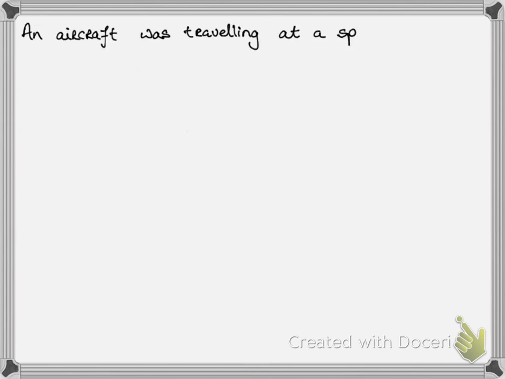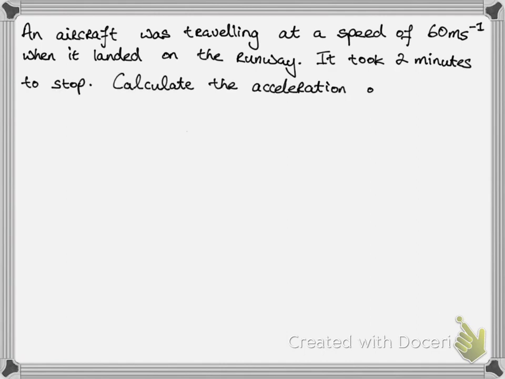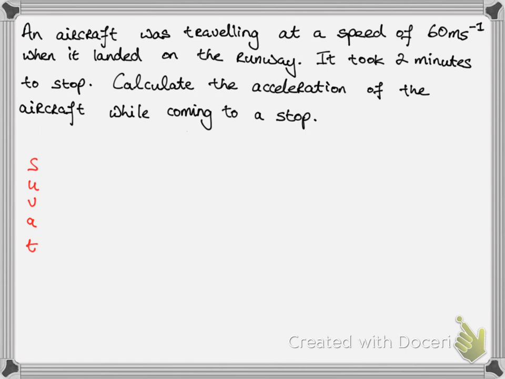Next one we'll have a little look at. An aircraft was travelling at a speed of 60 meters per second to the minus 1 when it landed on a runway. It took 2 minutes to stop. Calculate the acceleration of the aircraft while coming to a stop. So this one, again, identify what you have and what you don't have. u this time is 60 meters per second to the minus 1. v is the final velocity, which is 0 meters per second to the minus 1.